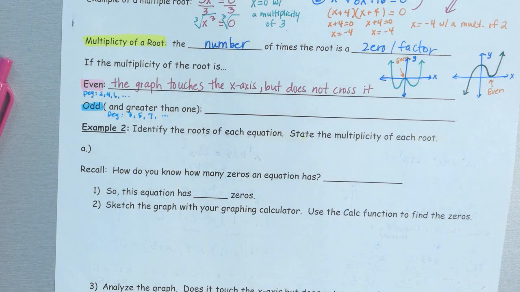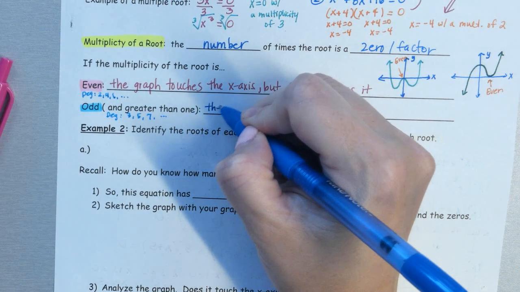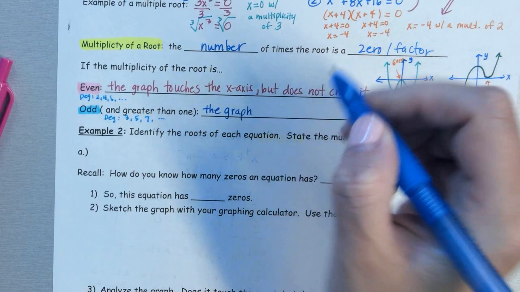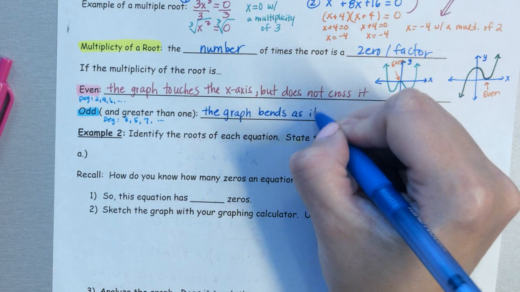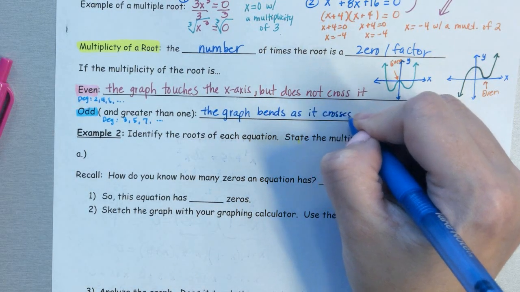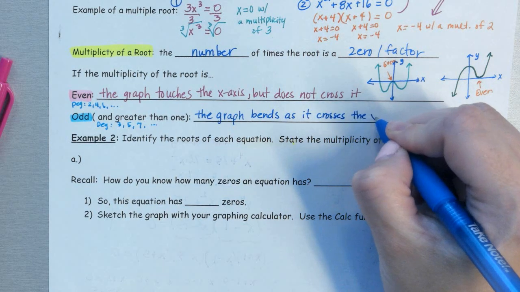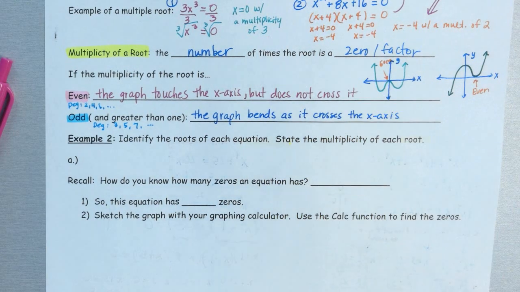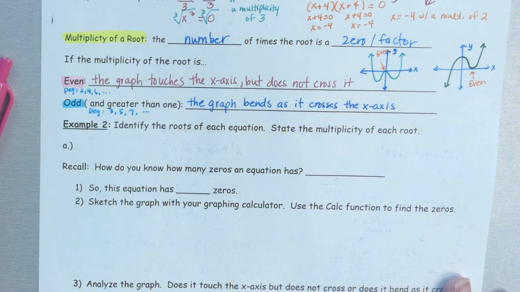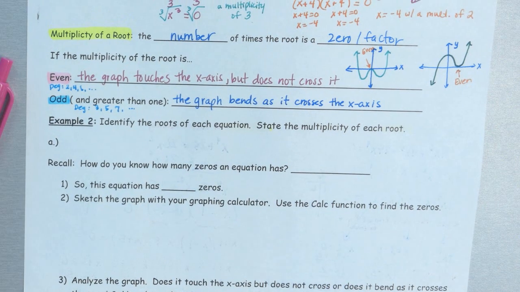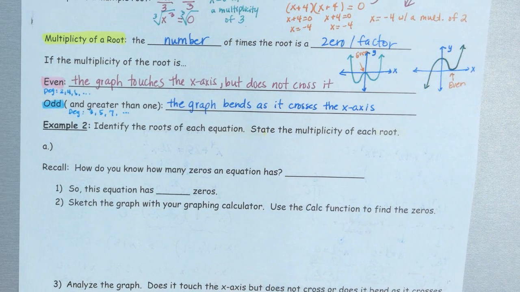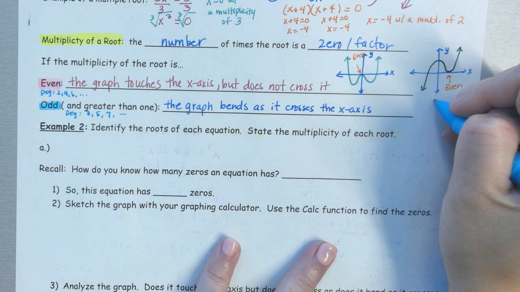Okay, so if it is odd, then the graph bends as it crosses the x-axis. That's where it will bend. Okay, the graph bends as it crosses the x-axis. And we've seen this before, mainly with our cubic functions. So let's draw an example of that.